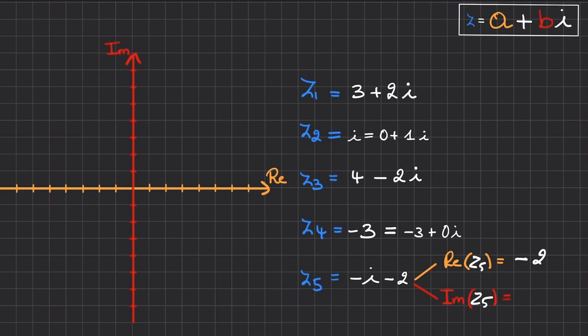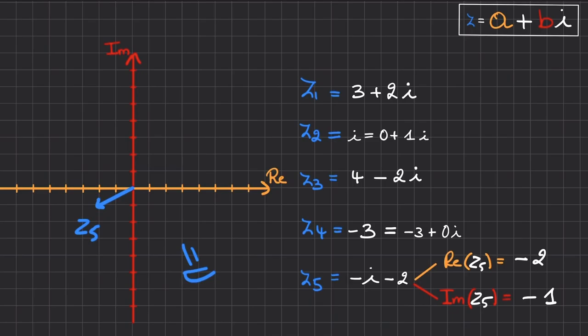So here the real part is -2, and the imaginary part, well, it's a little bit hidden here, but we have a 1 that is not written, but it's present anyway. So -1. To place it on the complex plane again, -2 in terms of real ingredient, -1 in terms of imaginary, and we land here. We name the number and we are done.